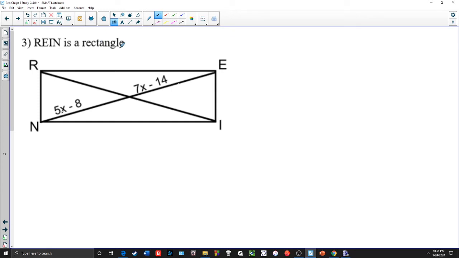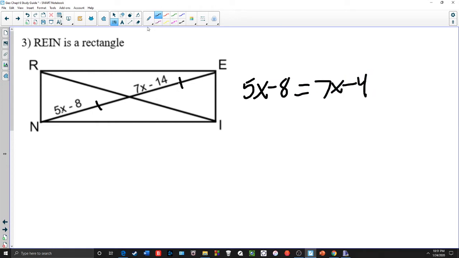Okay, now we have this rectangle. So things you need to know about a rectangle. All the angles are 90 degrees. The diagonals are equal to each other. And as with all parallelograms, the diagonals cut each other in half. So once again, we have bottom half, top half. So this is another case of having the first part of the diagonal equals the second part of the diagonal.